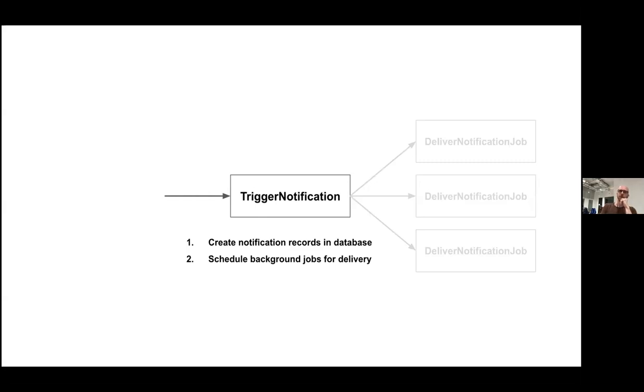So looking at the first step of triggering the notification, what we do is we create some notification records in the database. These records will have some information, like which template are we going to use, which is the user we want to deliver it to, and what is the data we need to populate the template. So our templates are using liquid text as a templating language, so we interpolate some data into there. And then the triggering of the notification schedules some background jobs, any number of background jobs, depending on how many channels we want to deliver to.